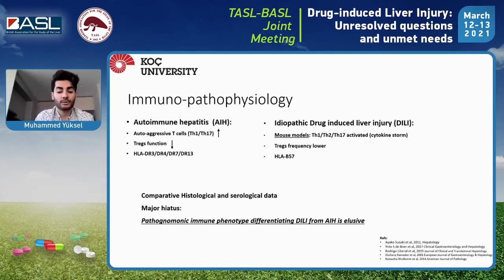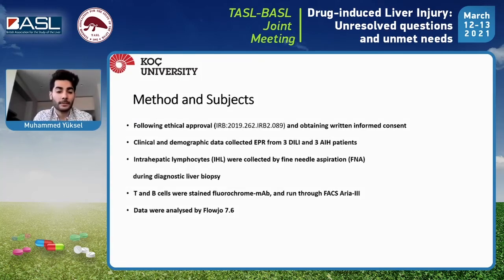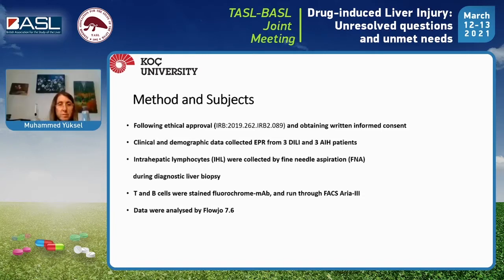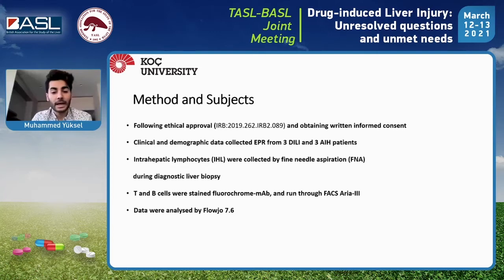However, the biggest problem is that the immune phenotype differentiating DILI from AIH, if any, is actually rather elusive. So to that end, we have recruited DILI and AIH patients after ethical approval and obtaining written informed consent, of course. During a diagnostic liver biopsy, we have collected intrahepatic lymphocytes by fine needle aspiration. And those immune cells were then stained with T and B cell markers and run through a flow cytometer, and this flow data was analyzed by FlowJo.